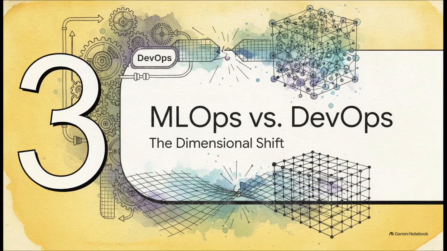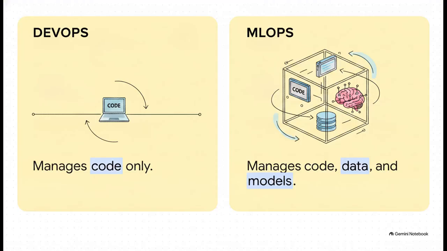Which brings us to Section 3, MLOps versus DevOps, the dimensional shift. Okay, here is the real aha moment for a lot of IT professionals. If MLOps is based on DevOps principles, how are they actually different? Why can't we just use our existing DevOps pipelines for machine learning? Well, it's because DevOps is fundamentally one-dimensional. It manages code. When code changes, you test it, you build it, you deploy it. Simple. But MLOps is three-dimensional.